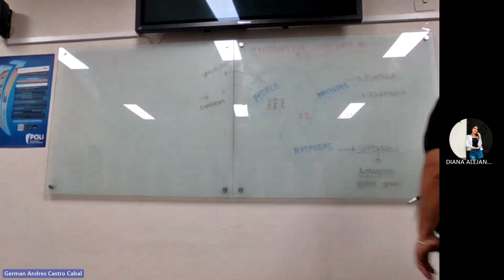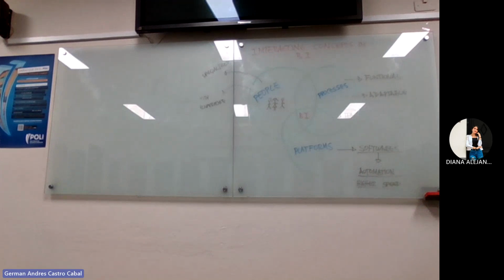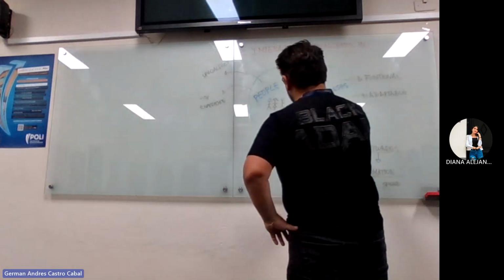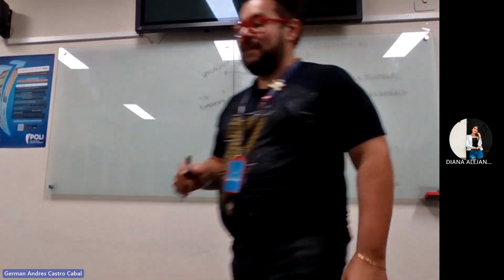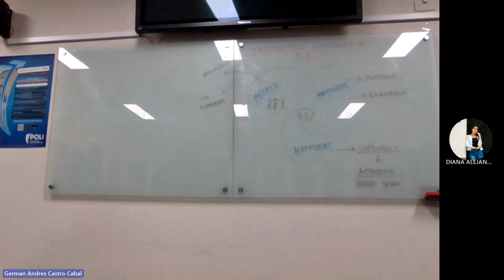So those are the three concepts we need to take into account before we talk about BI: people, processes, platforms, and those three together form the big concept or the global concept of BI. Clear?